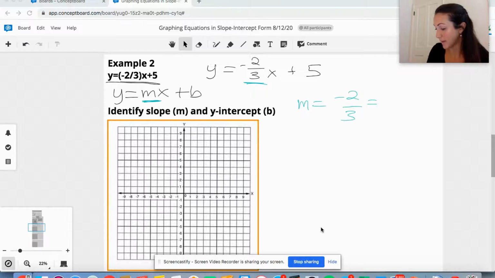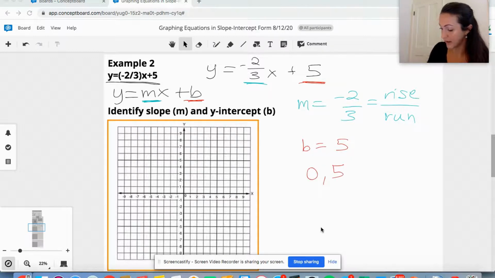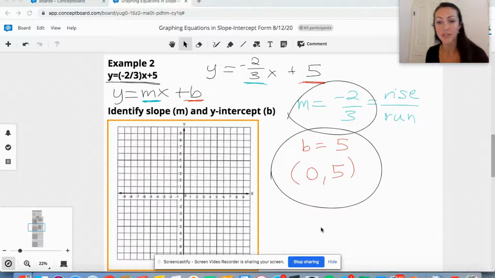So we have our rise over our run, already in fraction form. We're going to identify our y-intercept, so our b, which is positive 5. And I'm going to write that as a coordinate because that's the first point that we graph. So with our y-intercept and our slope, we're ready to graph this equation.